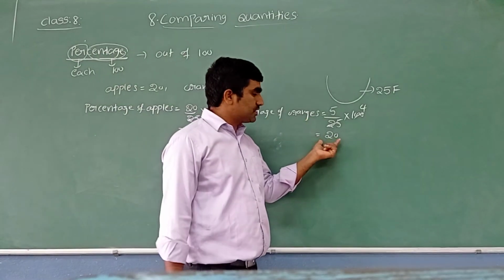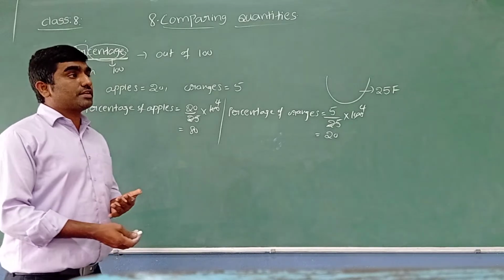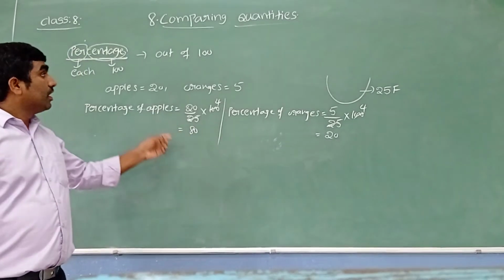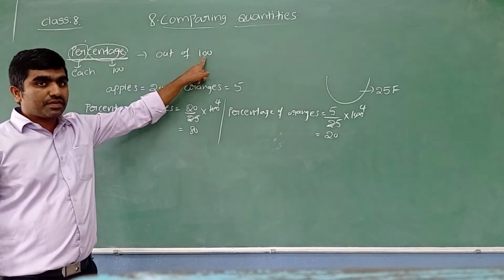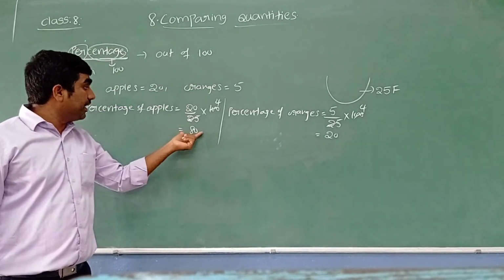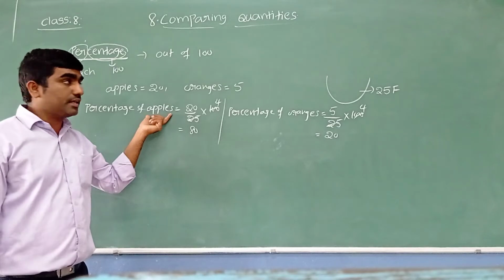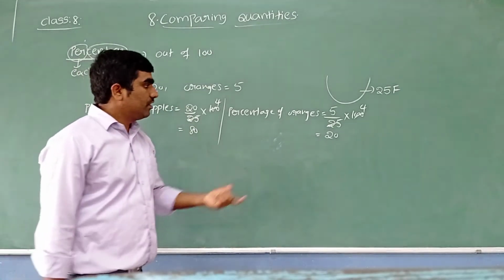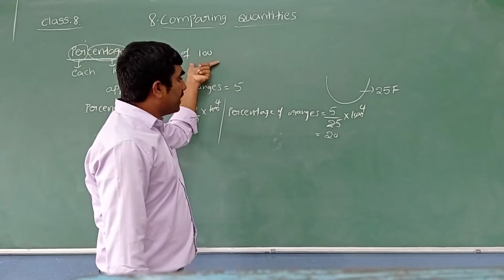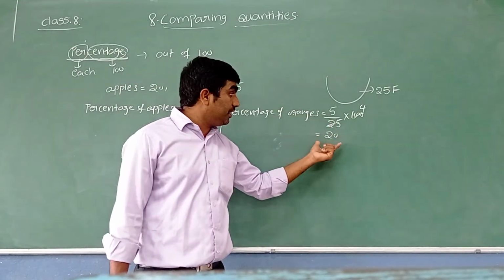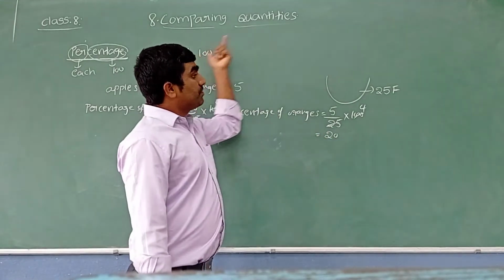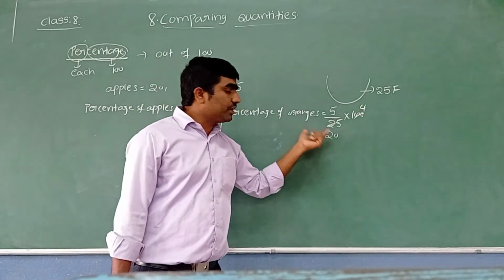Percent of oranges is 20%. From here we can say that the percentage of apples is 80, nothing but for every 100 fruits there are 80 apples. And for every 100 fruits there are 20 oranges.